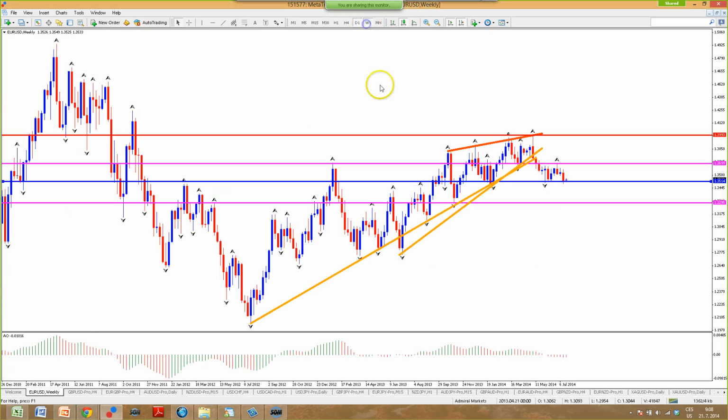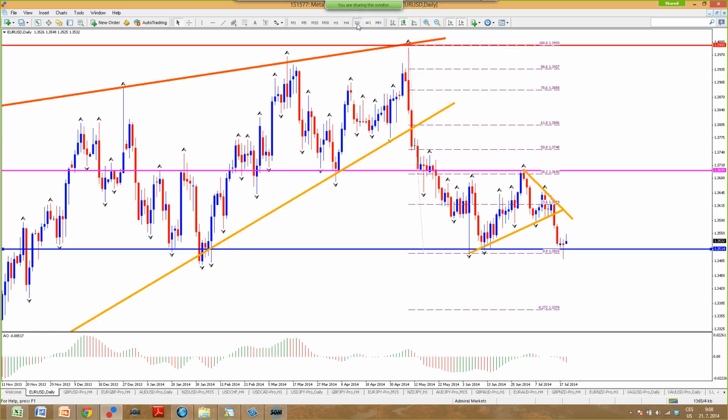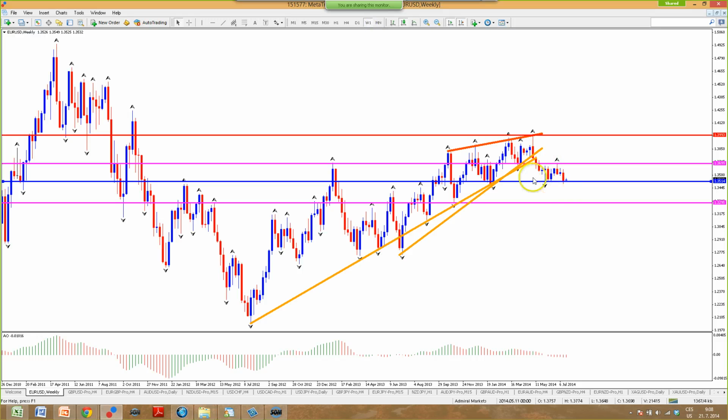Other than that, we do have a weekly bearish candle. All right, so keep that in mind. But these candlestick patterns in general, especially a weekly candle, although it's bearish, it closes right at that weekly low, so it doesn't have the same importance as it normally would, in my opinion, at least.